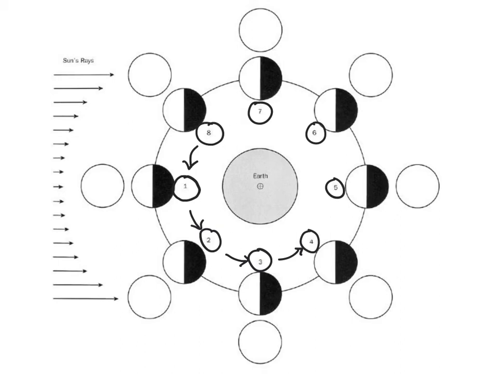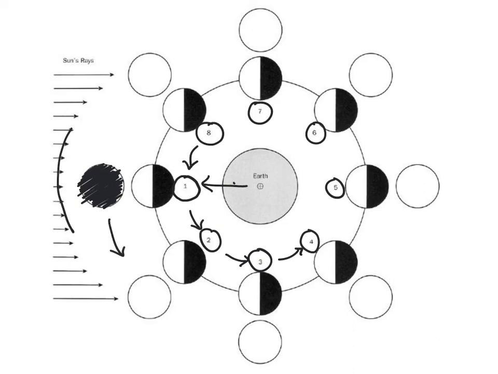So on the new moon, as we look at it from Earth's perspective, we will not see anything in the sky. The whole moon will be covered in darkness from our perspective on the Earth, because the sun is shining on the back side of the moon.